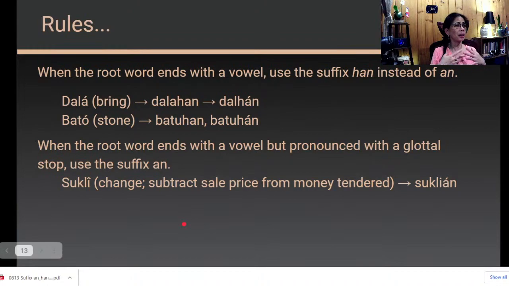Sukli means change. Change in a way that it doesn't mean the other one. There are two meanings of change. This change for sukli, I like to define it like this, listen very carefully, Bruce: subtract sale price from money tendered. So if your selling and buying activity is in cash mode, right? Penny or bill or notes, paper notes. You buy something, milk from the store. So if you're bringing a $1 bill and the milk only costs 99 cents, you have 1 cent sukli.